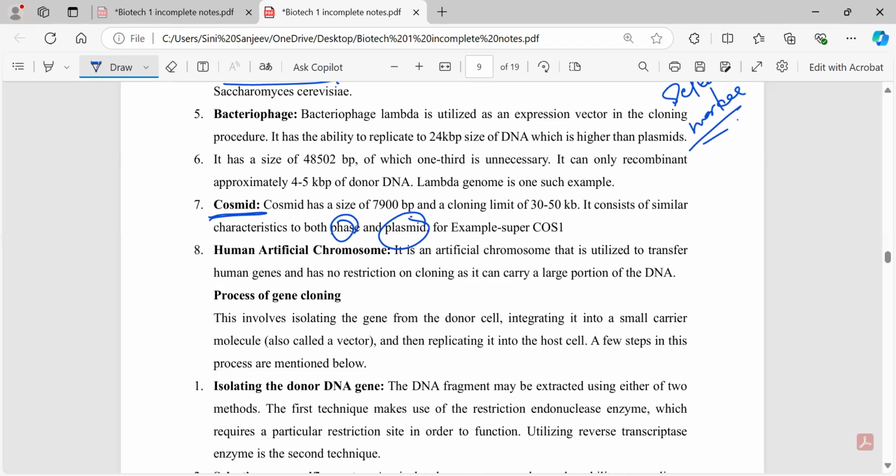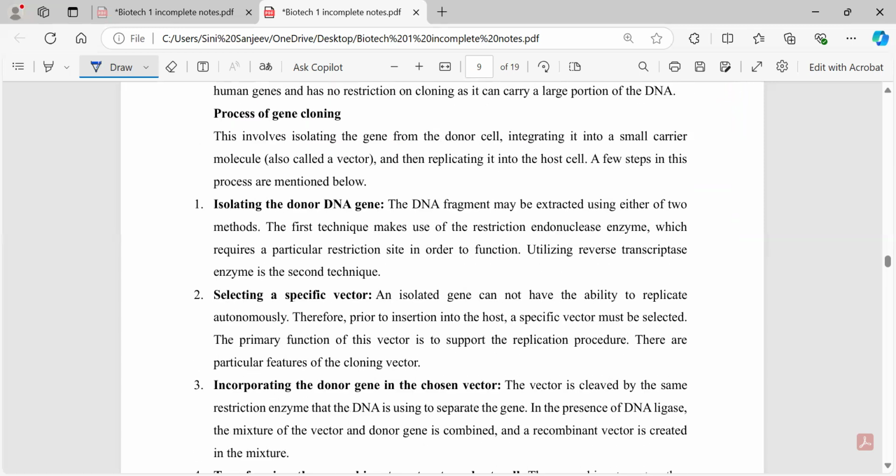Next you have the human artificial chromosome. Now for the human genes, for the transcription, whatever is required for the transformation process, there you use the human artificial chromosome. So whenever you're using vectors to clone genes, these are particularly for humans, you can say. In the same way you have vectors for plants also.